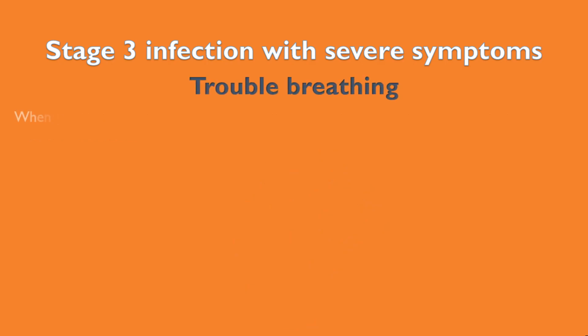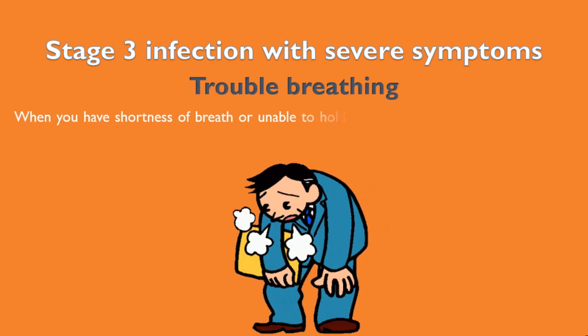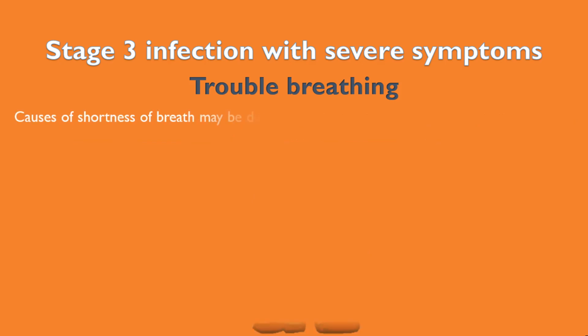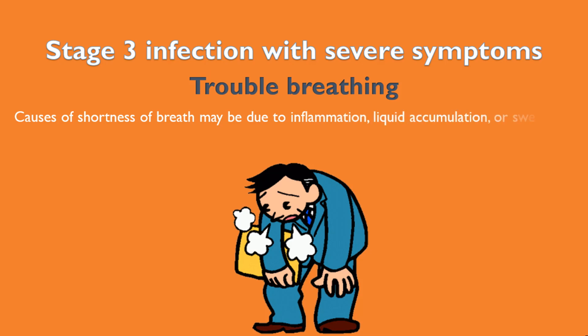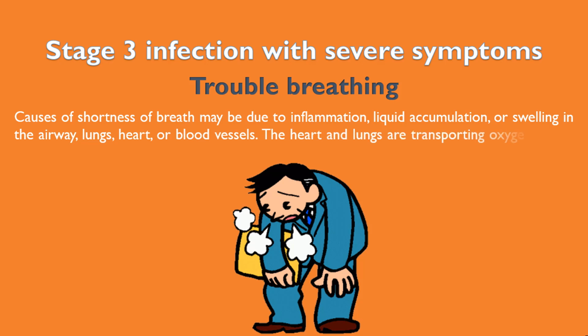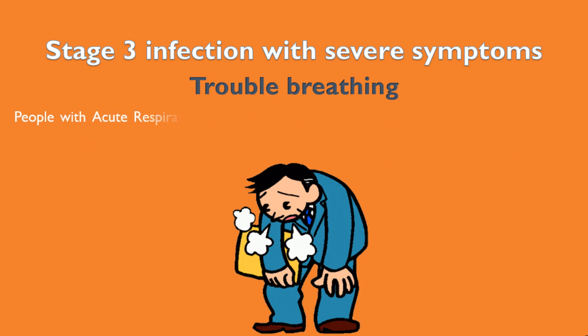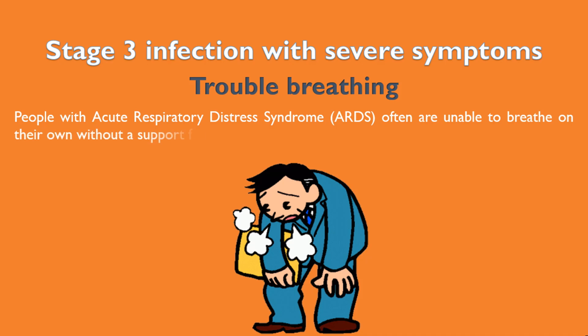Trouble breathing. When you have shortness of breath or are unable to hold your breath, dyspnea, you feel out of breath, tightness in the chest, hungry for air and unable to breathe deeply. Causes of shortness of breath may be due to inflammation, liquid accumulation or swelling in the airway, lungs, heart or blood vessels. The heart and lungs are transporting oxygen to the tissue and removing carbon dioxide from it. If there is any problem with either of these, it affects the breath. People with acute respiratory distress syndrome (ARDS) often are unable to breathe on their own without support from a ventilator.